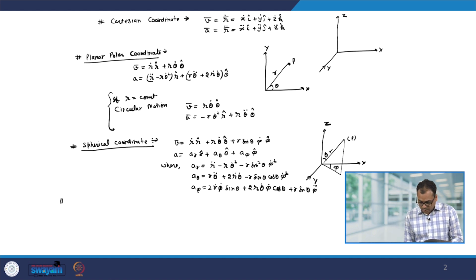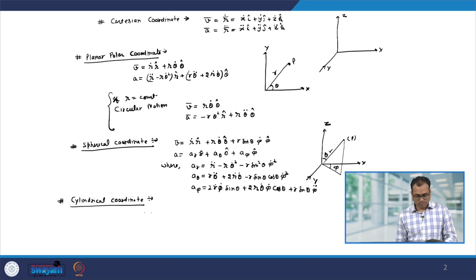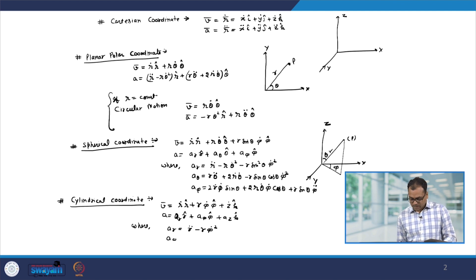Okay. Now, in cylindrical coordinates, we have velocity v equal to r dot r cap plus r phi dot phi cap plus z dot k cap, and again the acceleration a is let us say a r r cap plus a phi phi cap plus a z k cap, where a r is r double dot minus r phi dot square, a phi is r phi double dot plus 2 r dot phi dot, and a z is just z double dot. All these expressions we have derived in the previous classes.